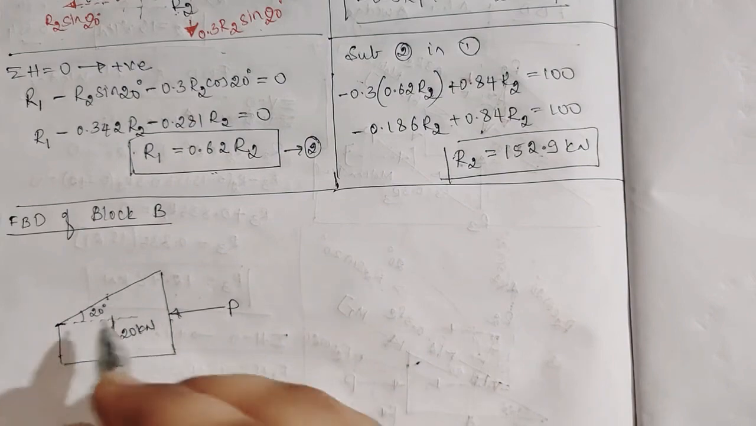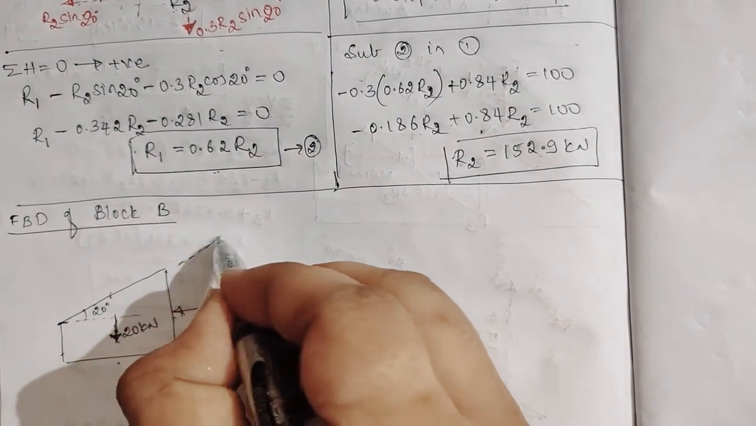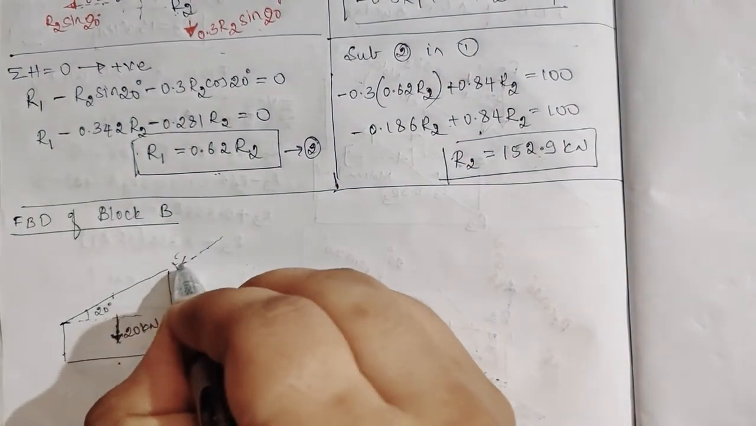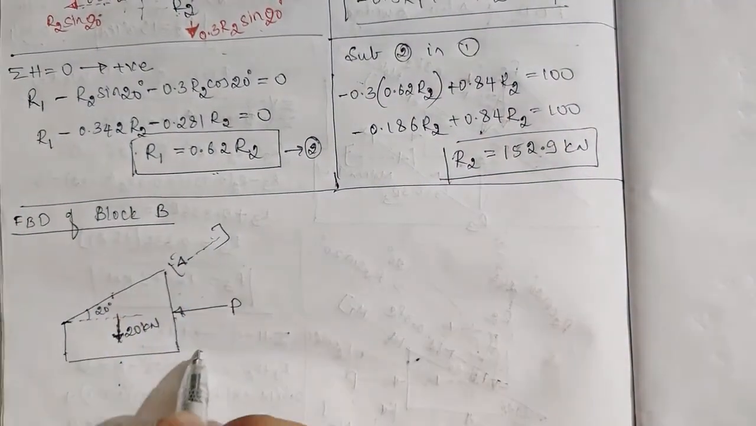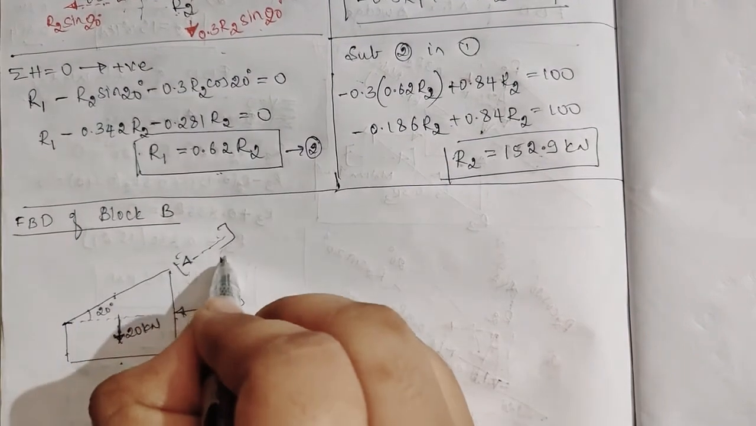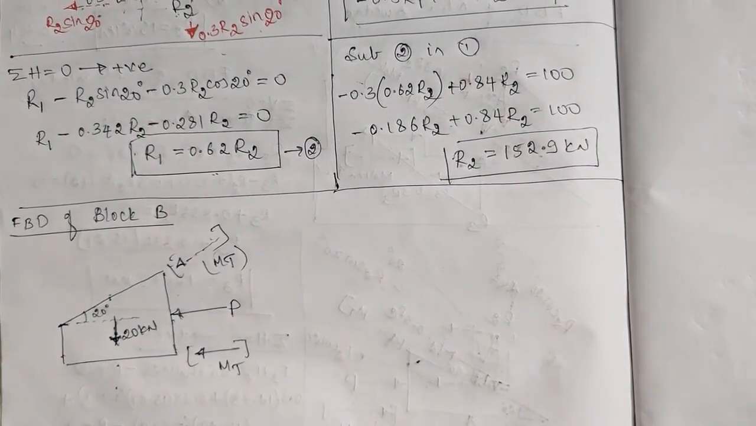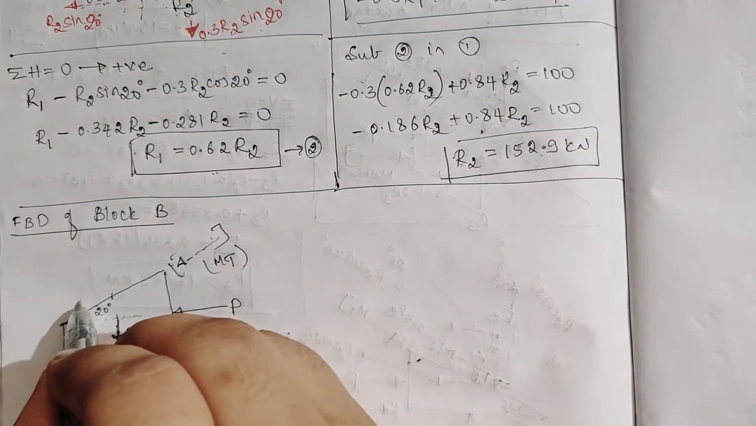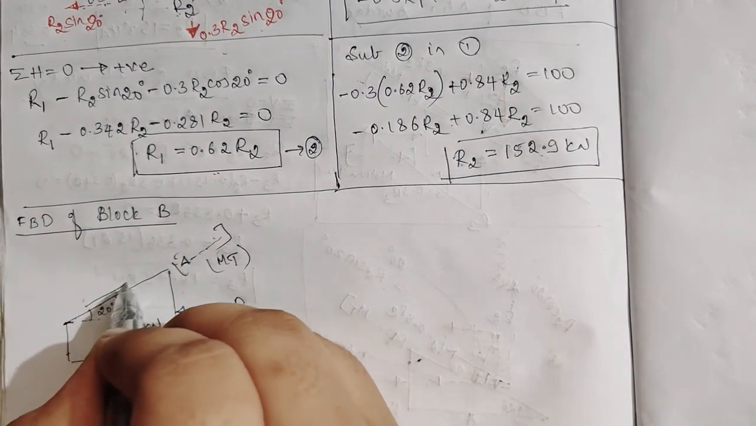So that's how its motion will be. Now after drawing, you just calculate the motion. So the P force is in this direction, so it is going in this direction, so the motion trend will be like this. If the motion trend is like this, the frictional force will be like this.